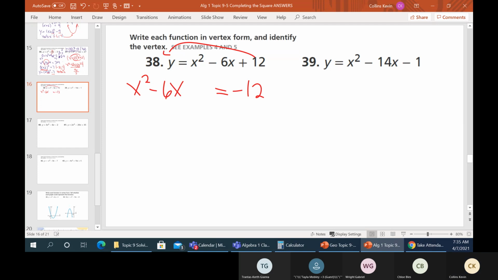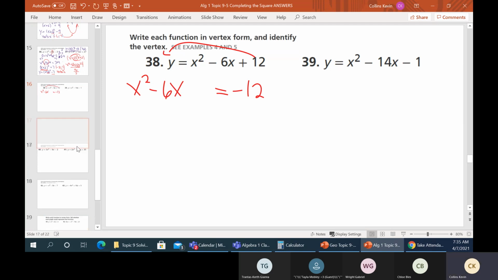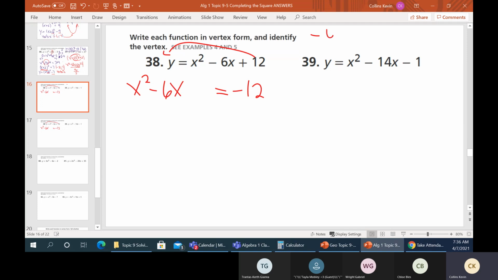So again, what we do is, first things first, I'm probably going to copy this over. Let's go back up here. So then, as usual, we're going to take the negative 6, divide him by 2, that gives us minus 3. We're going to take the minus 3 and square it, and that gives us positive 9. So we're going to add a 9 here and add a 9 here.